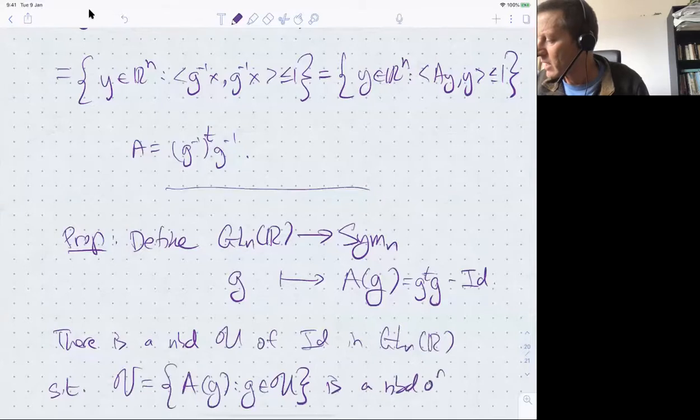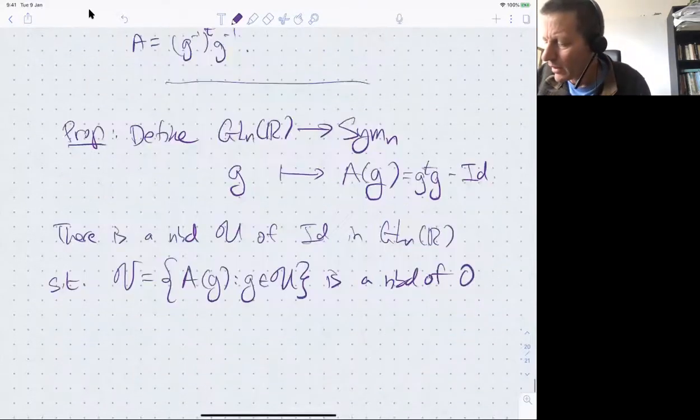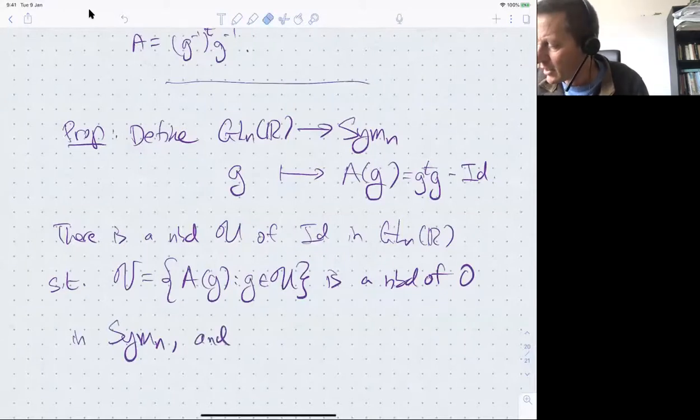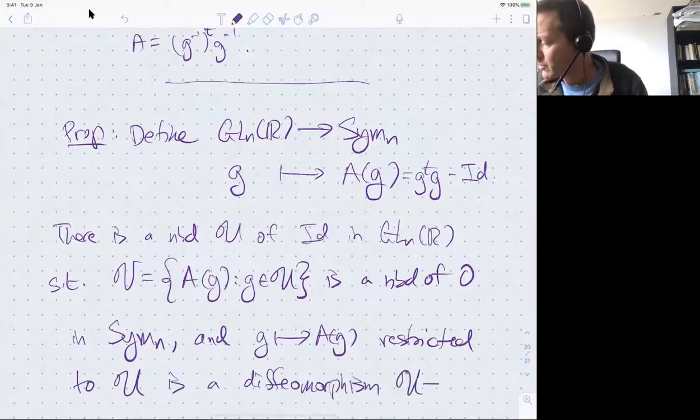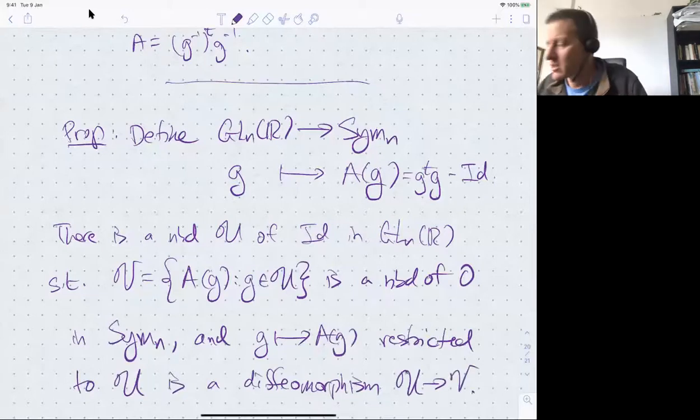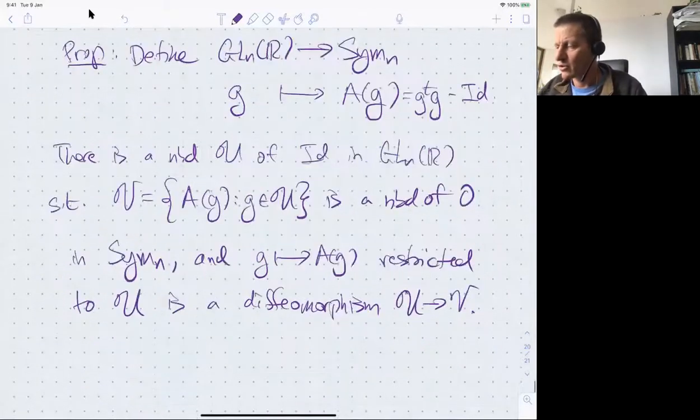is a neighborhood of 0 in symmetric matrices, and the restriction of this mapping, I'm not giving the mapping a name, but if we restrict it to this neighborhood U, is a diffeomorphism from U to V. Diffeomorphism means it's 1-to-1 and onto and differentiable. It's a differentiable map, and the inverse is also differentiable.